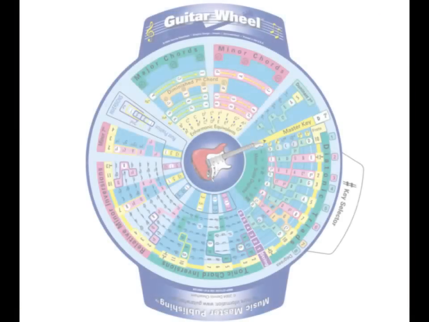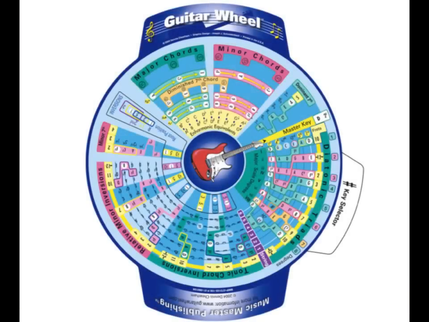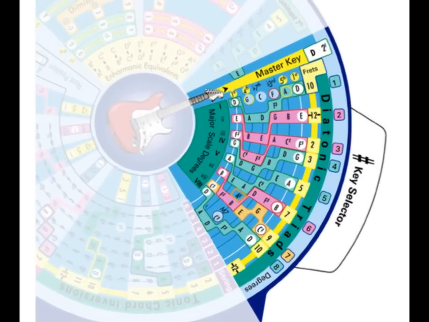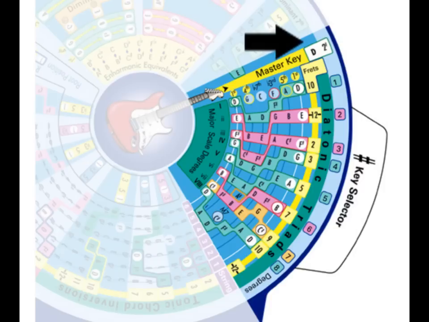I'd like to talk to you about the key of D major, a little bit of theory, and I'd like to use the guitar wheel to demonstrate this. So let's zoom on in and let's look at the master key area. And this tells us the key of D has 2 sharps in the key.